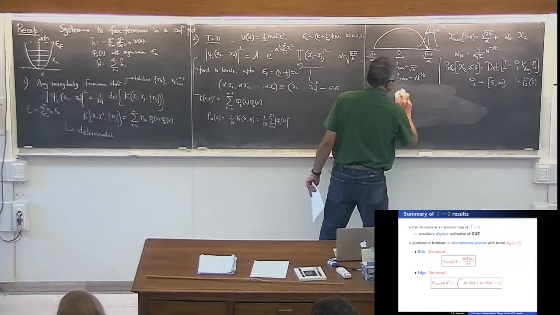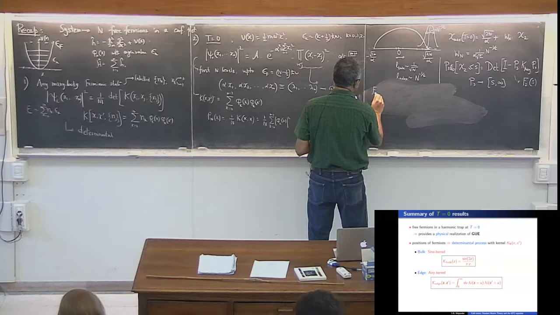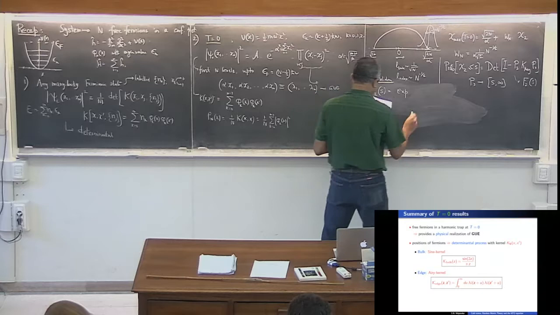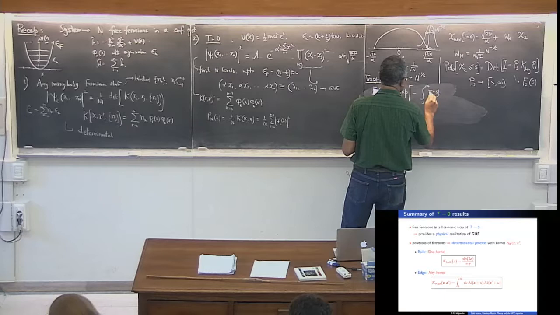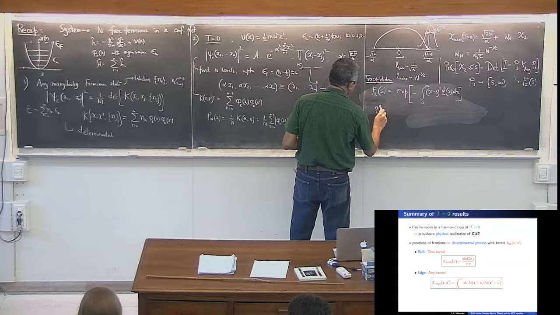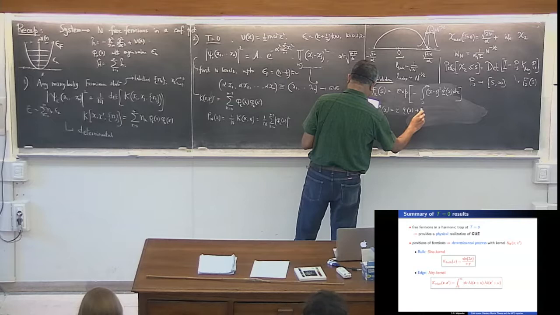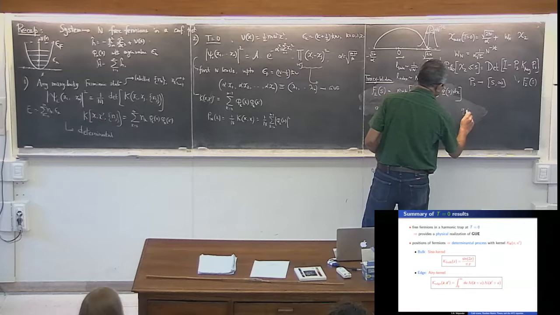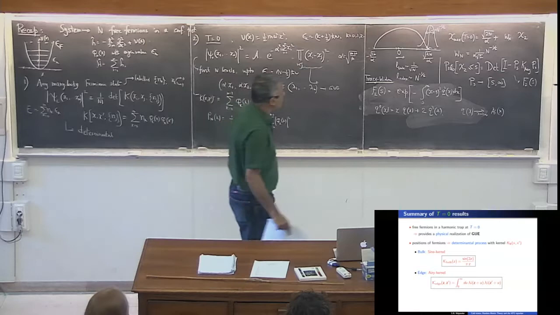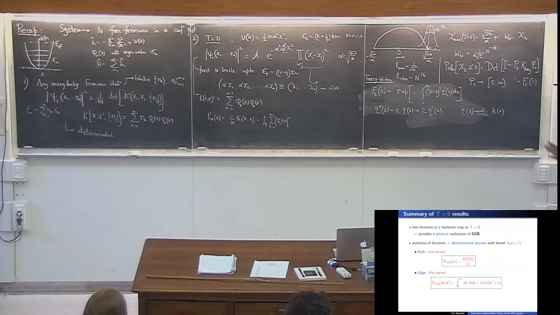What they showed, I'll just do it for the GUE, is that this function F2 of s, the scaling function, is given by the Tracy-Widom formula, where this function q of x satisfies a nonlinear Painlevé II equation, with the boundary condition that when x goes to infinity, this goes to the Airy function. Analyzing the Fredholm determinant and showing that it satisfies a nonlinear differential equation is a very non-trivial step, and this is what Tracy and Widom did.